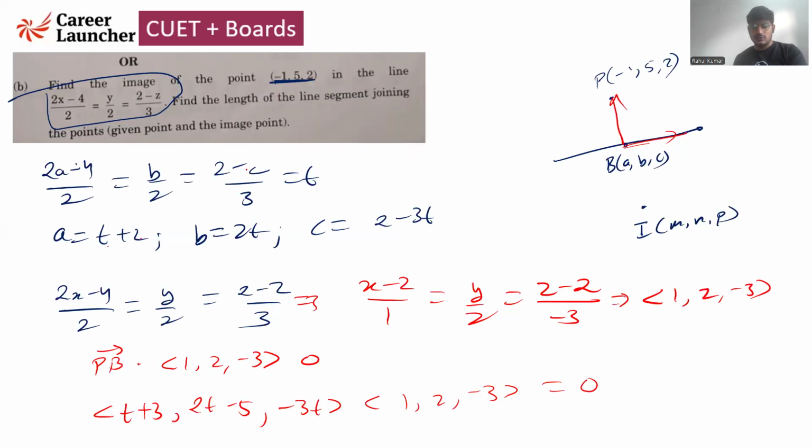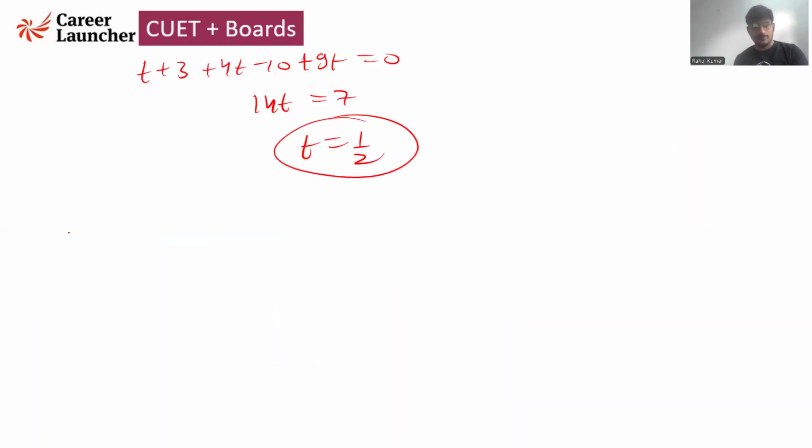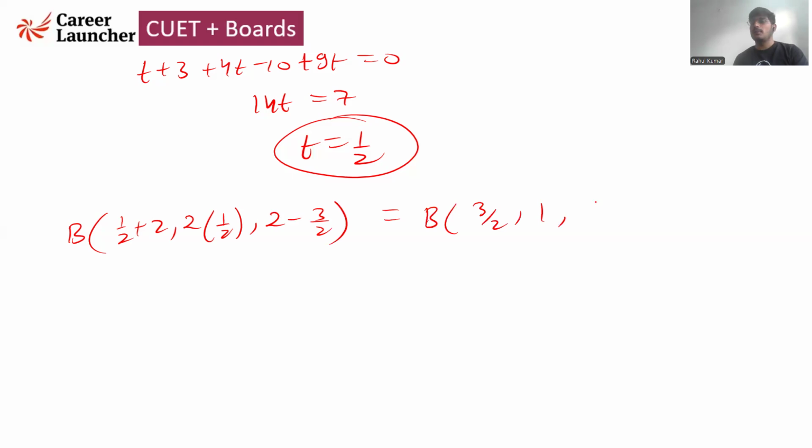Now, when you get the value of t as 1 by 2, you can have the coordinates of B. What is the coordinates of B? It will be 1 by 2 plus 2, and 2 into 1 by 2, and the last coordinate is 2 minus 3 by 2. And your coordinates of B will be 5 by 2, comma 1, comma 1 by 2 only. So you have this thing.